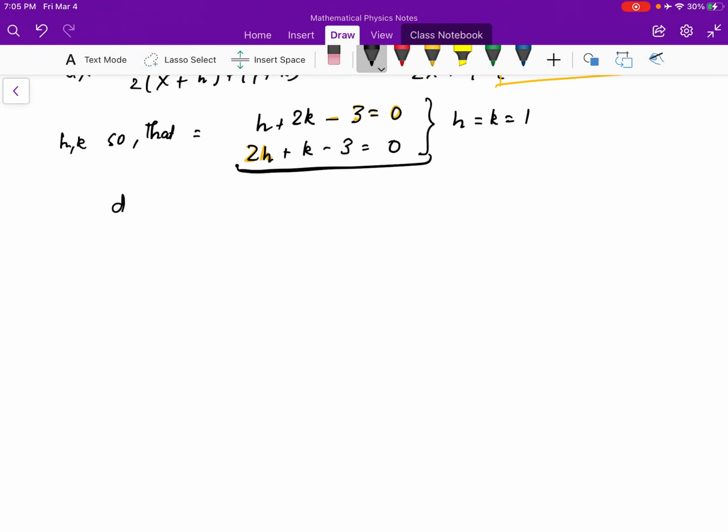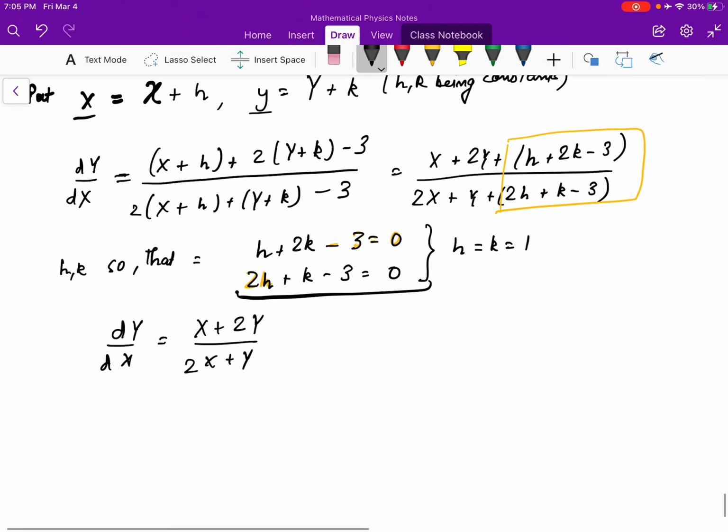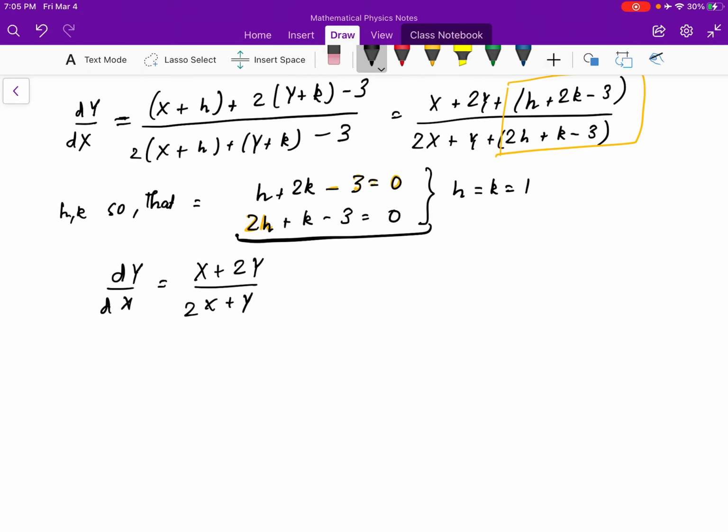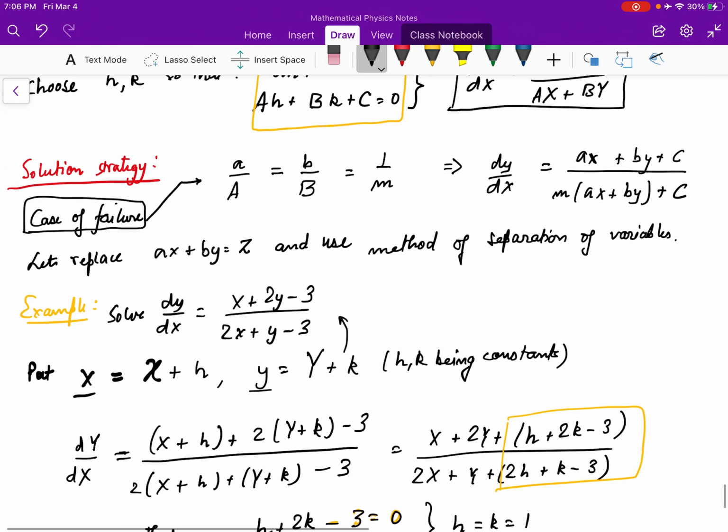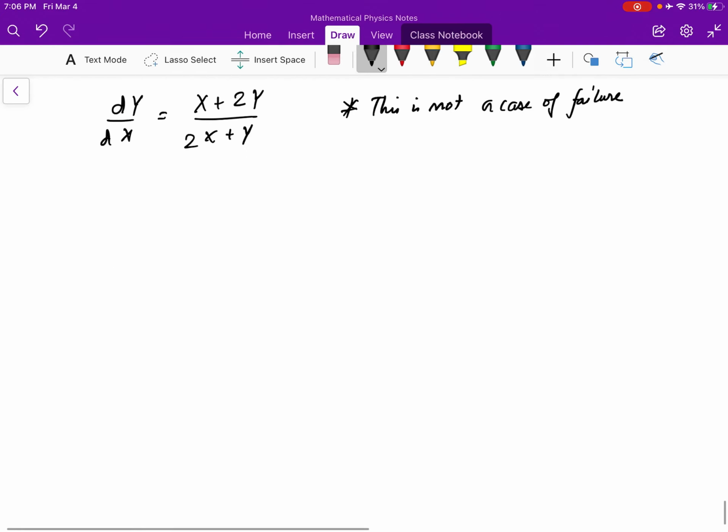Now let's put it back into the expression. So we have dY by dX is equal to capital X plus 2Y upon 2X plus Y. As you see, small a by capital A is not equal to small b by capital B, so we won't have to take the case of failure. So this is not a case of failure. And when we have a case of failure, this is what we talk about, and this is a point where we have to be very careful. But for this problem, we don't have to worry, right?